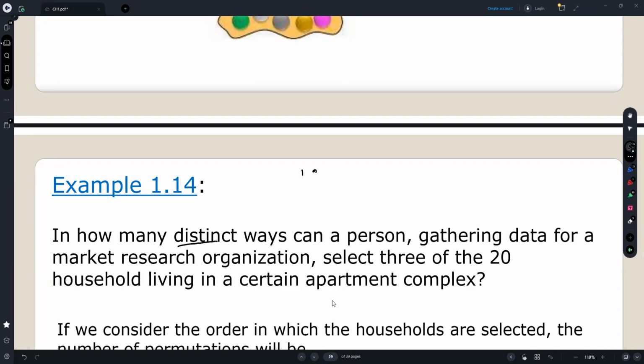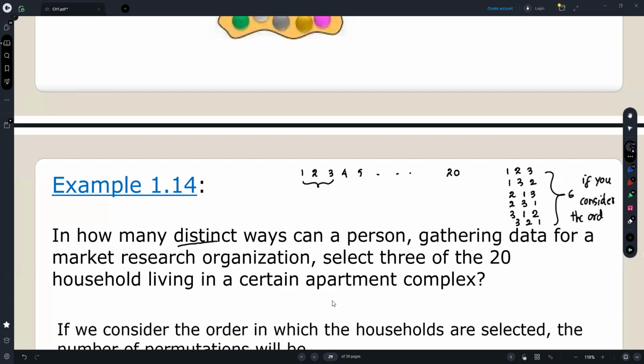Now suppose for these 20 houses, you have the numbers. These are the household numbers in order. So you have to select 3 out of 20. Suppose you select the first 3. If you consider the order, what will happen? You can choose 1 first, 2 second, 3 third. Or you can choose it like this, or like this, or like this. So how many different ways? There are 6 different ways if you consider the order.